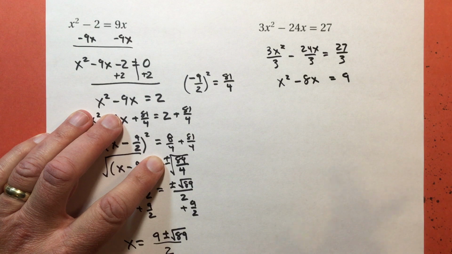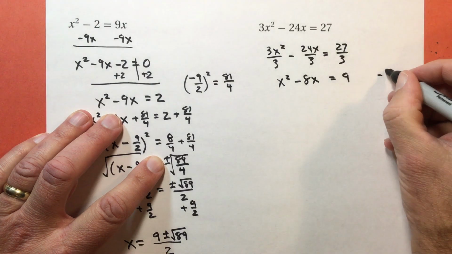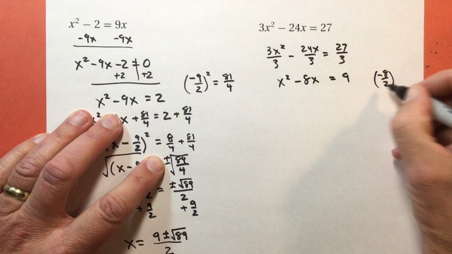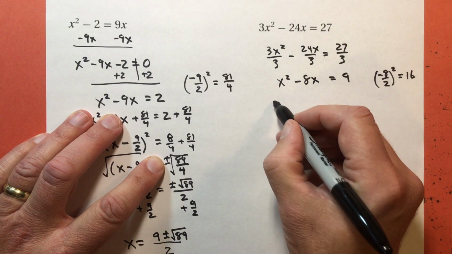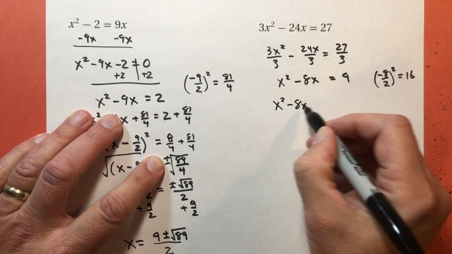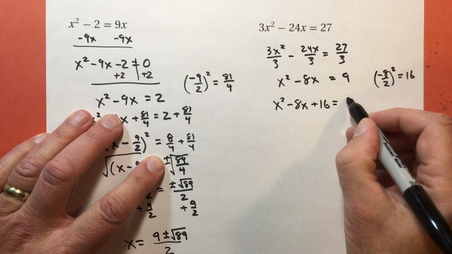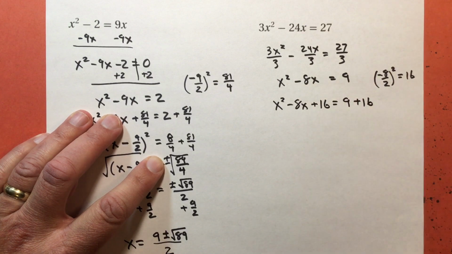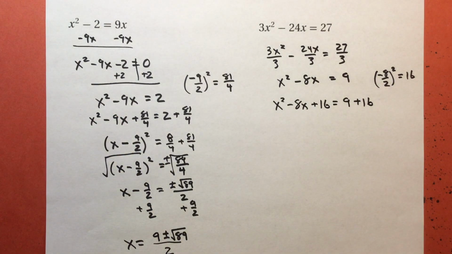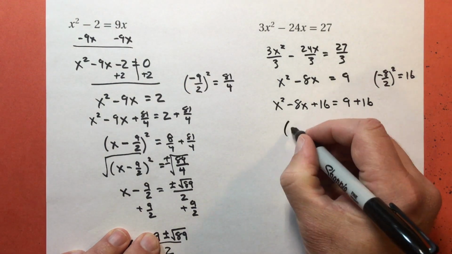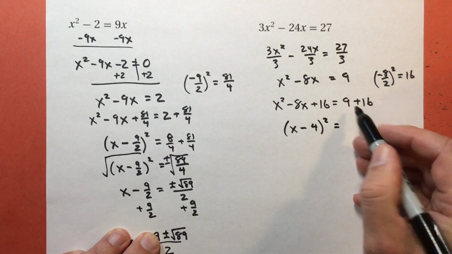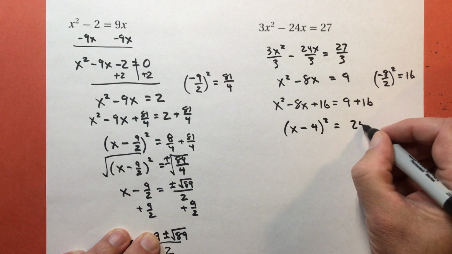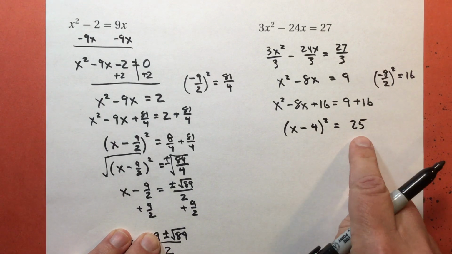Next step, I'm going to complete the square. Over here on the side, negative 8 divided by 2 is negative 4. Negative 4 squared equals positive 16. So I get x squared, subtract 8x, plus 16 equals 9 plus 16. Perfect square trinomial, x subtract 4 squared. On the other side, 9 plus 16, that's nice. That's 25. Why is that nice? Because that's a perfect square.